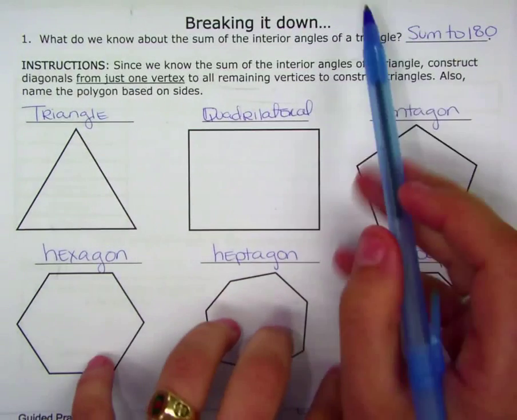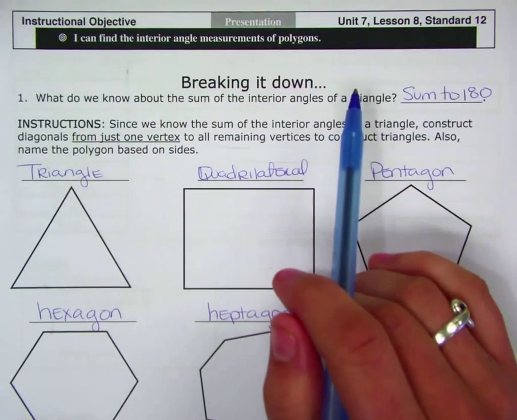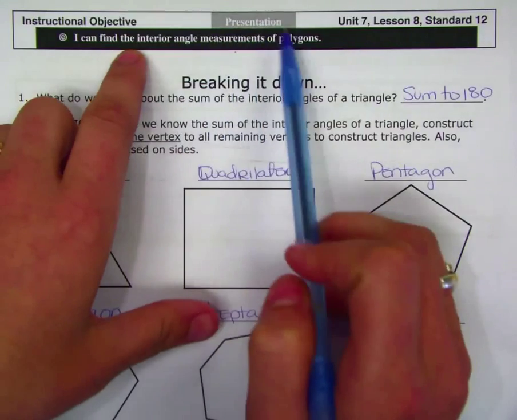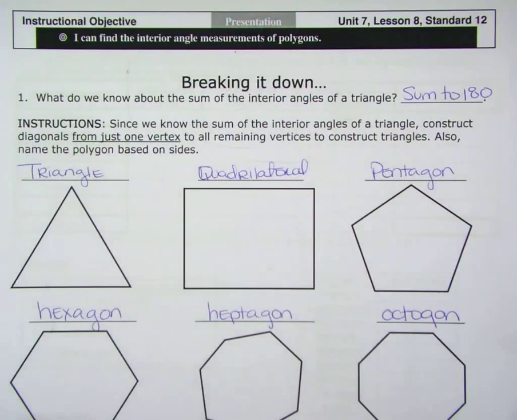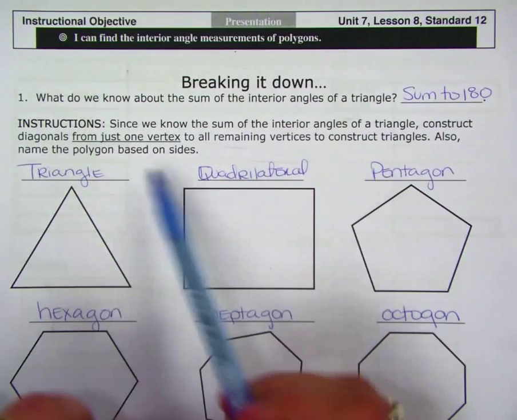Okay, so this is lesson 7.8, which is finding the interior angle measurements of polygons. So we're going to do a little bit of an investigation first to get an idea as to where this equation comes from that we're going to be using. That way you can always recreate it.